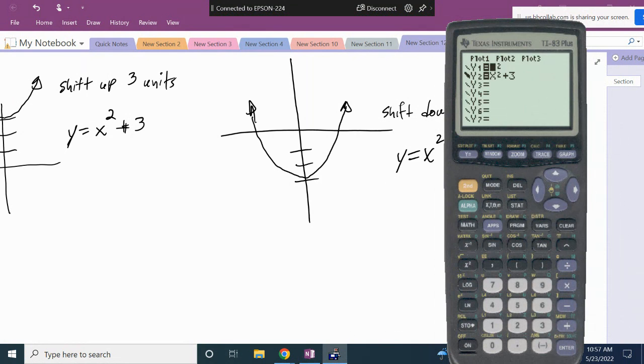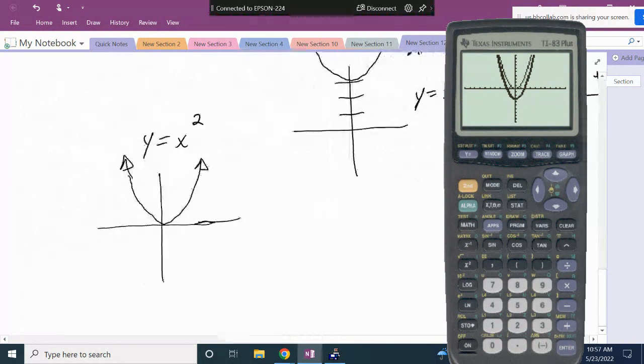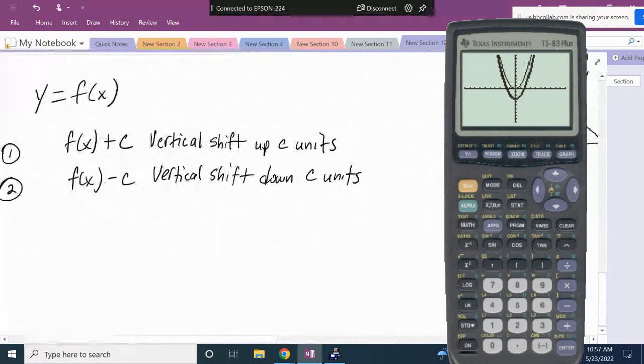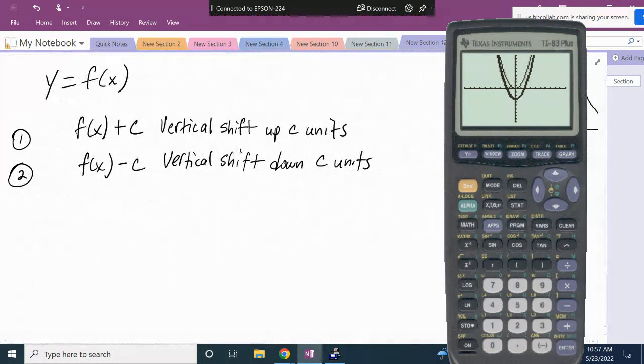All right, so just to see that on the calculator, I'm going to go to y sub 2, change the plus to a minus, and regraph. So notice that is a vertical shift down 3 units. All right, so that is the transformation of up or down.